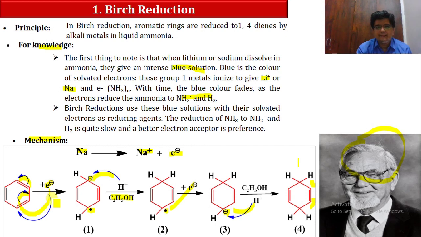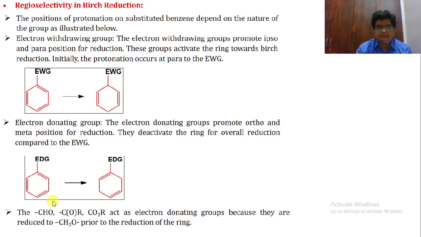Now let us understand another application. In Birch reduction you can find regioselectivity. So now what is regioselectivity? A particular region. The position of protonation on substituted benzene depends on the nature of the group, as illustrated below. Here we have an electron withdrawing group such as nitro group, COOH group, etc.